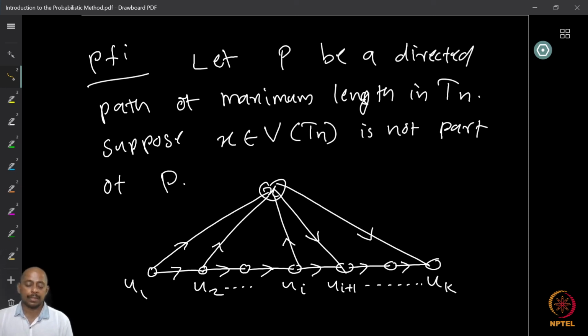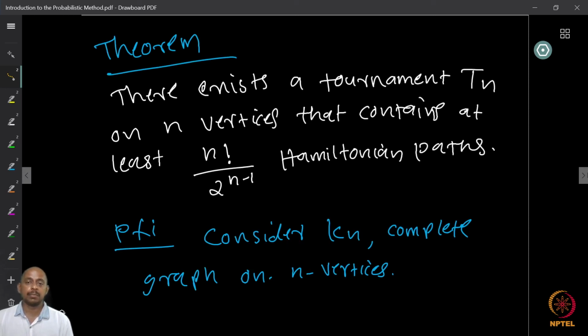And so it proves that there is a Hamiltonian path in any tournament. But we want to prove something stronger. We want to prove that there is some tournament where the number of Hamiltonian paths is very, very large. So we will show that there is a tournament where the number of Hamiltonian paths is n factorial by 2 raised to n minus 1. Now n factorial grows much larger than 2 raised to n minus 1. So therefore, this is a huge number.